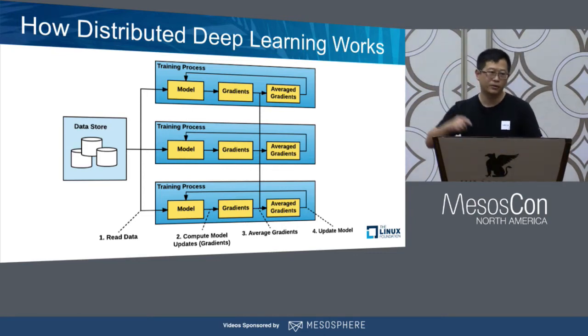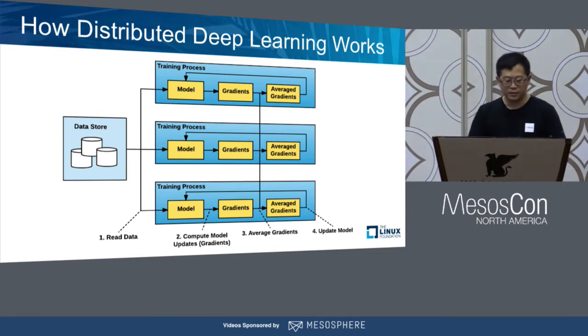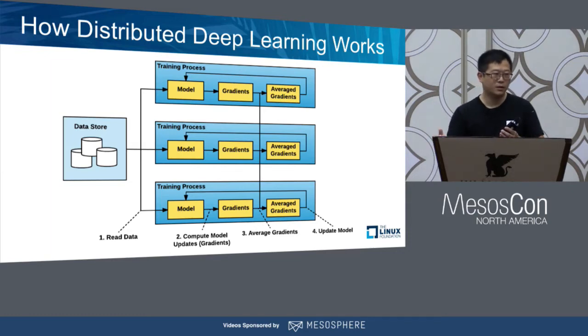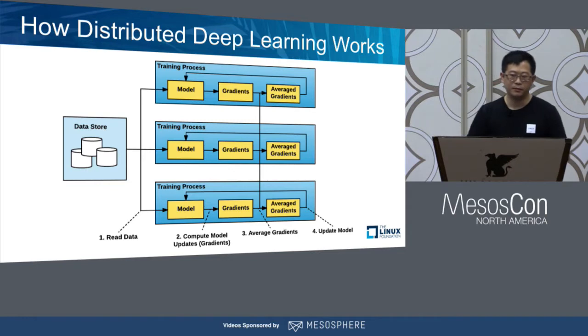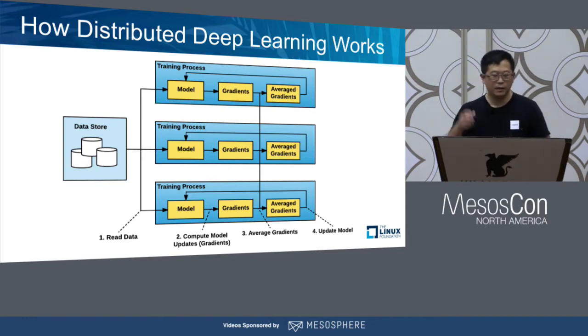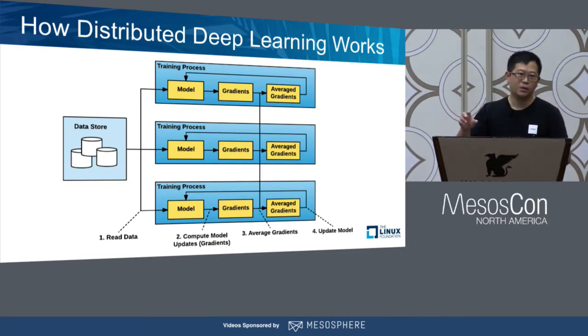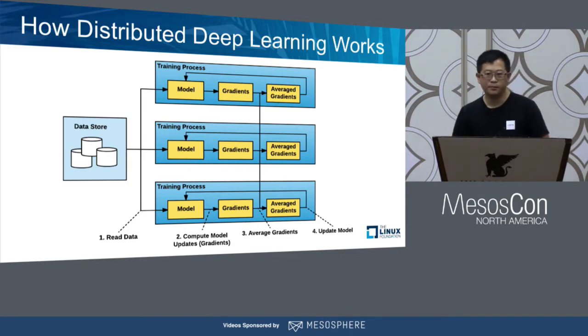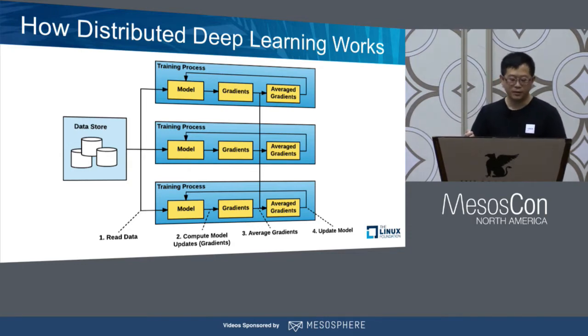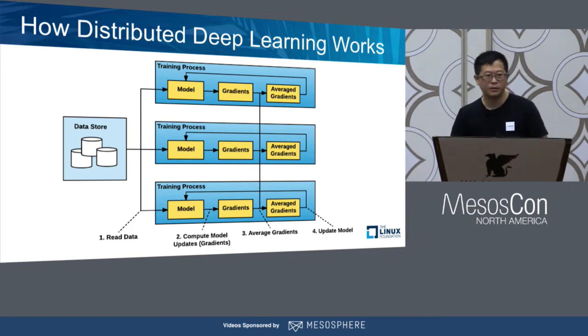This is a very high level view. The idea is you have lots of data on your data store, which could be HDFS or any other file system. And then you have different training processes, which are normally running in containers. They will retrieve data, basically they will ingest data from the data store.